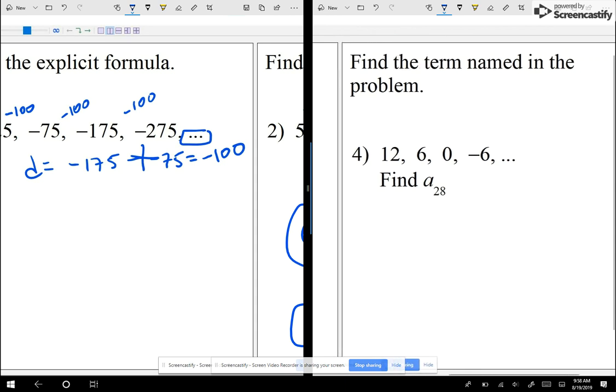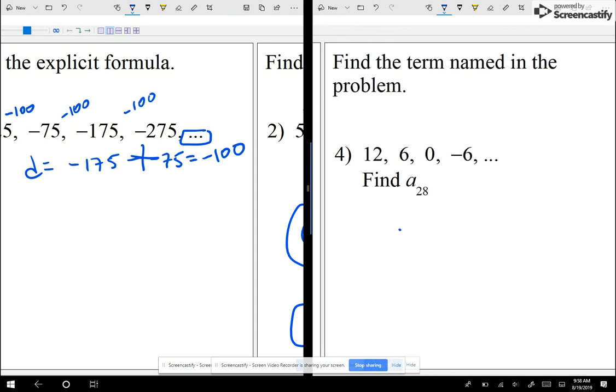Let me take a look at our example number 4. I'm going to say a(28) is equal to 12, right? Our first number, plus 27, because I always do one less. a(28), so I do 27. Now, what's my difference in this case? Negative 6.